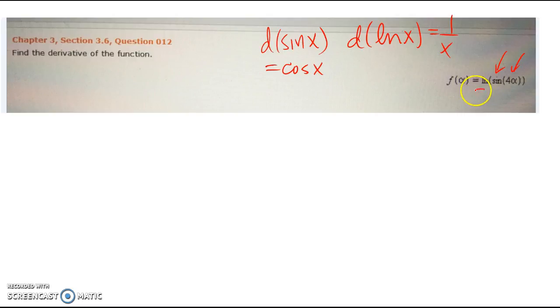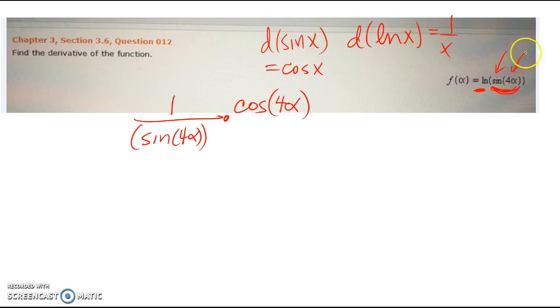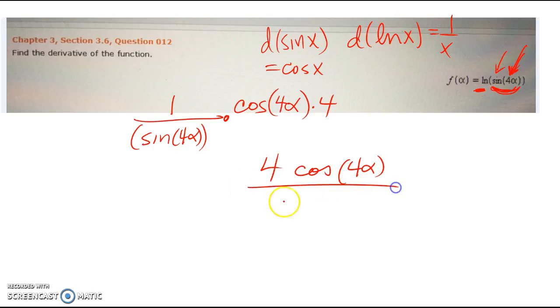So first, I take the derivative of the natural log of some thing there. That'll be 1 over that thing, right? Times the derivative of the inside. Derivative of sine is cosine, so cosine 4 alpha times the derivative of 4 alpha, which is 4. So this is 4 cosine 4 alpha over sine 4 alpha. We used the chain rule twice, didn't we? We started at the outside and we moved to the inside.